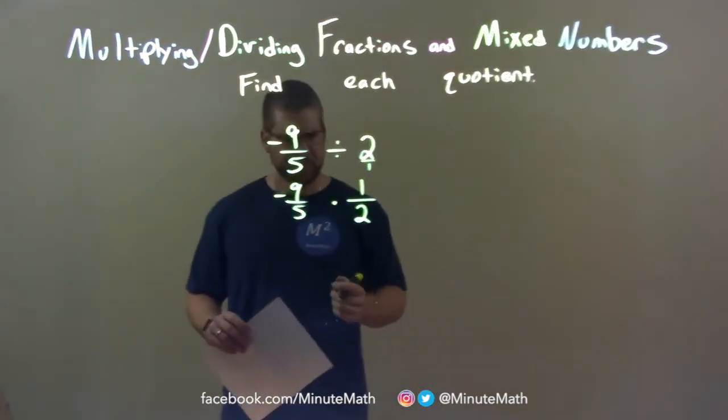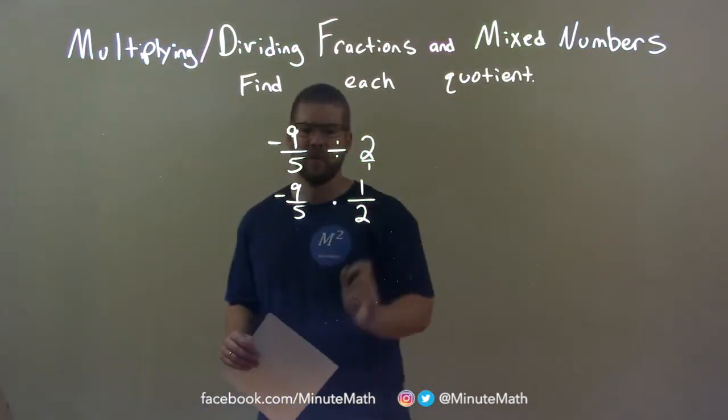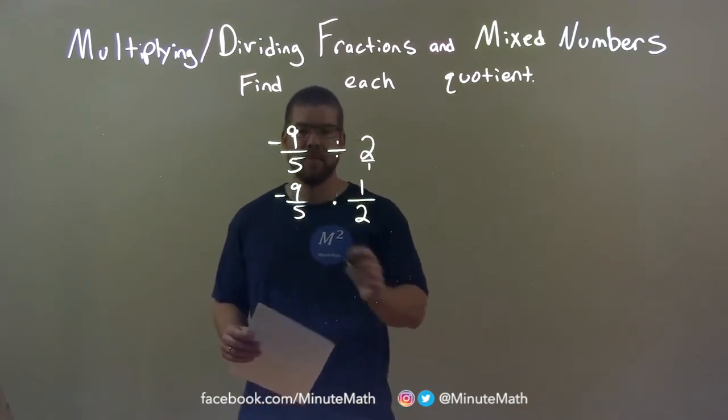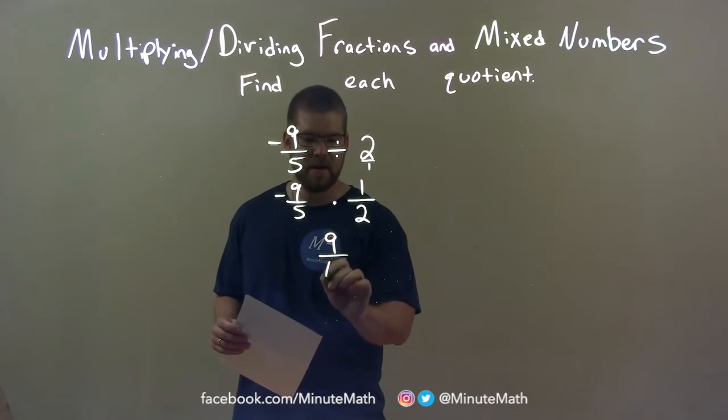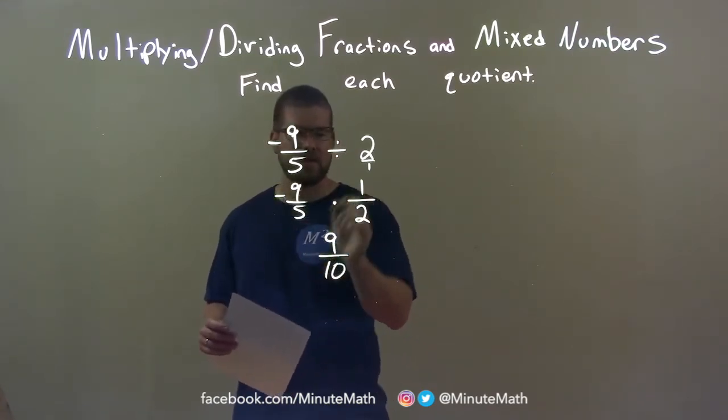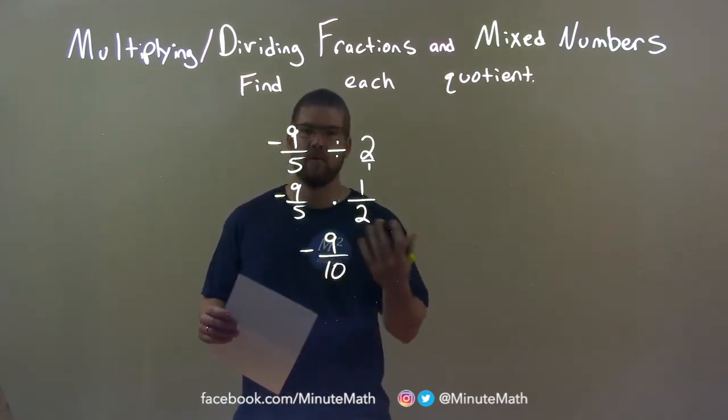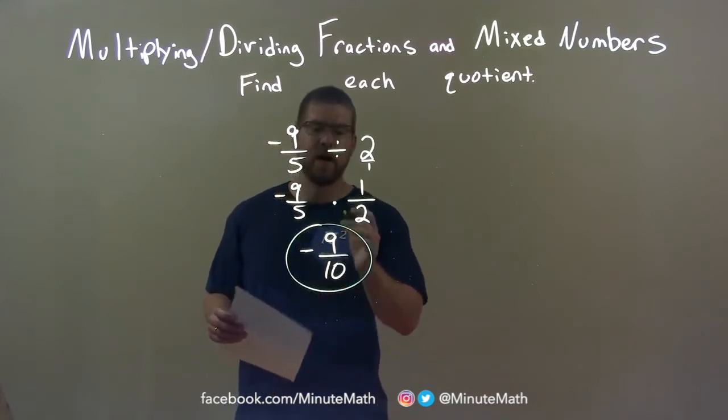Just flip it. Now we just multiply across the numerator and multiply across the denominator, right? 9 times 1 is 9. 5 times 2 is 10. Okay? And a negative times a positive is a negative. So, final answer, negative 9 over 10.